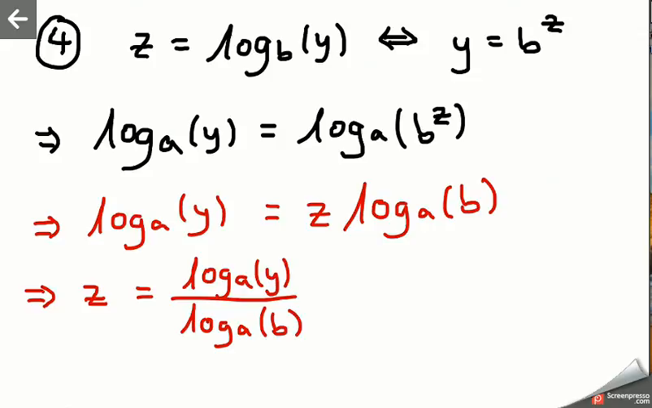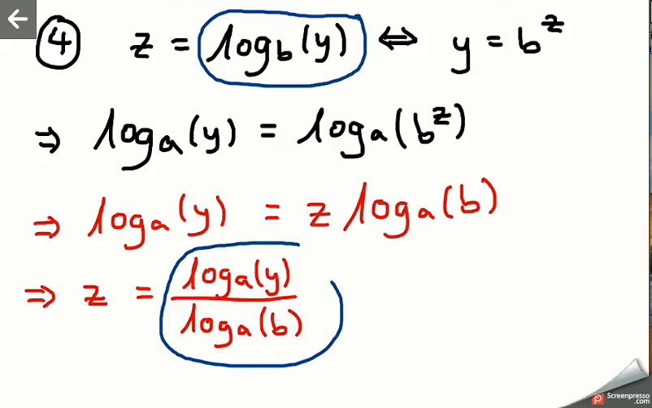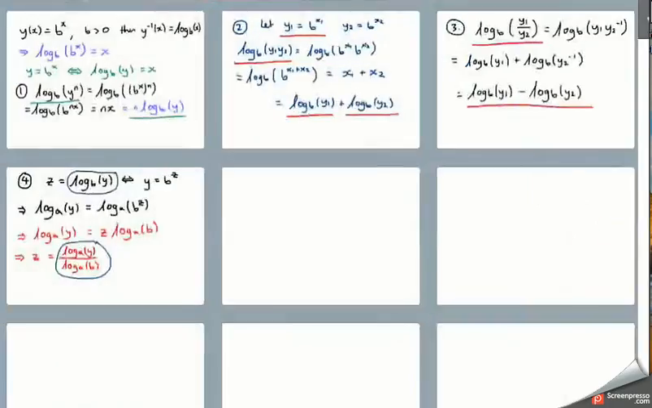And since z is also equal to log to the base b of y, we must have that log to the base b of y is always equal to log to the base a of y divided by log to the base a of b for any number a that we choose. So you can choose any base a, then log to the base b of y is always going to be equal to log to the base a of y divided by log to the base a of b. That's pretty important. Finally, two easy ones.